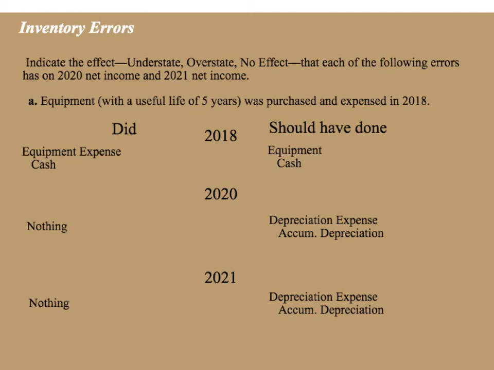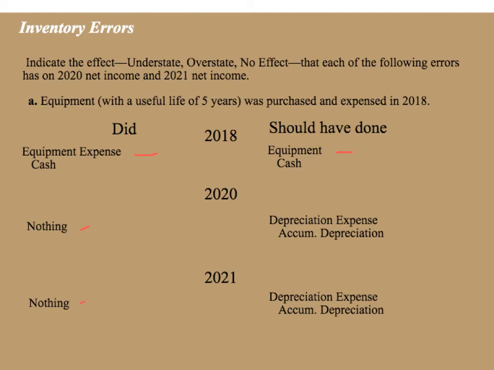When I do the years, I usually set up two columns. In one column will be what the company did and what they should have done. And I actually went ahead and added year 2018, even though they didn't ask about it. So we did this journal entry that kind of looks weird because we expensed an asset right here. And it should have been capitalized in 2018. So you can see in 2020, nothing is happening, and in 2021, we should be recording depreciation expense.